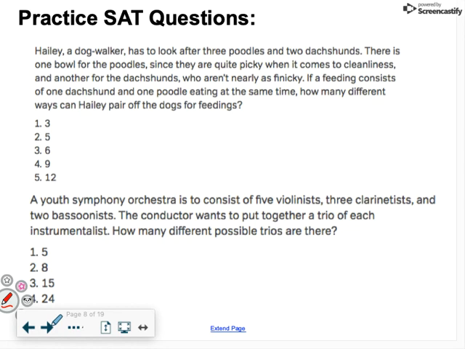It says, Haley, a dog walker, has to look after 3 poodles and 2 dachshunds. There is 1 bowl for the poodles, since they are quite picky, and another for the dachshunds, who aren't nearly as finicky. If a feeding consists of 1 dachshund and 1 poodle eating at the same time, how many different ways can Haley pair off the dogs for feeding? So we have 2 scenarios, feeding the poodles and feeding the dachshunds. We need to think, how many poodles do we have, and then how many dachshunds? So we take our 3 times our 2, and we get an answer of 6, using that multiplication counting principle.